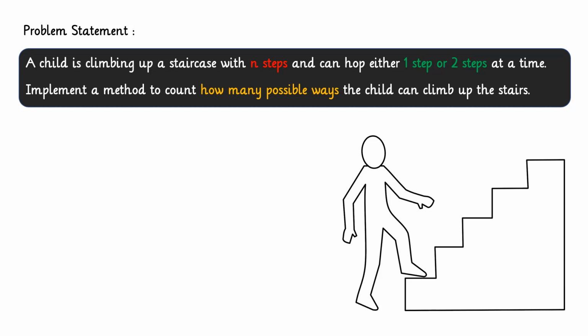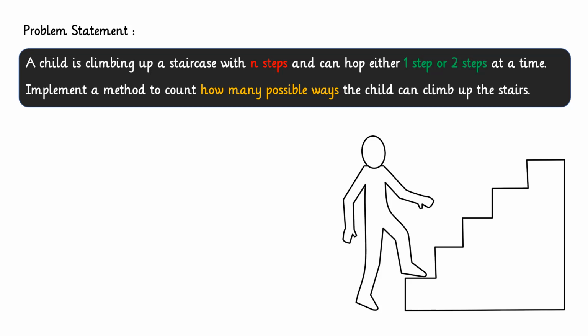Whatever I have highlighted, apart from that, if you ignore all the other stuff, you have to come up with a generic problem statement: you have to reach the nth step and you can hop either one step or two steps at a time, and now you have to tell by how many possible ways you can reach up to the n steps. So here the problem statement is very clear now.